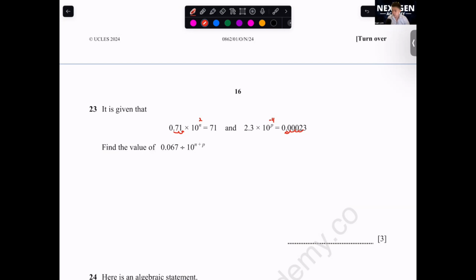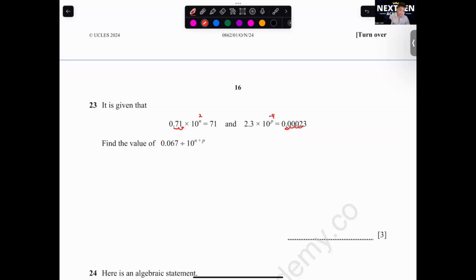Okay, Sintong asks, how much time are we given for this paper? 1 hour only. Yeah, 1 hour without calculator. So you all have to do very, very fast. Very fast. Practice, okay? Really have to practice.